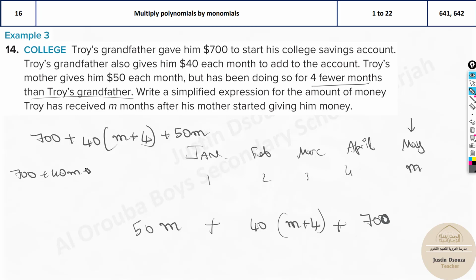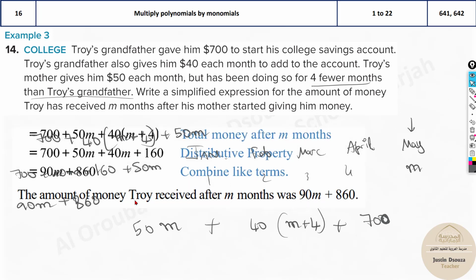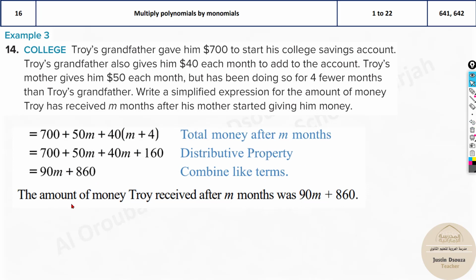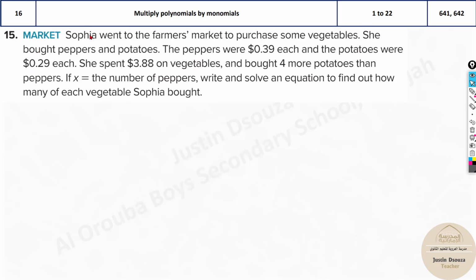700 plus 40M plus 4 times 40 is 160, so it's 160 plus 50M. And over here it will be 40 plus 50 is 90M plus 700 plus 160 is 860. This is the answer. Let's just check. So yeah, that's it. 860 we got here. So this is the amount of money he received after M months. Now if you put it as after 10 months, you just substitute M as 10 and solve. That is the money he has, nearly 1800 or something dollars. So this is how we do it. Now the next one, question 15.